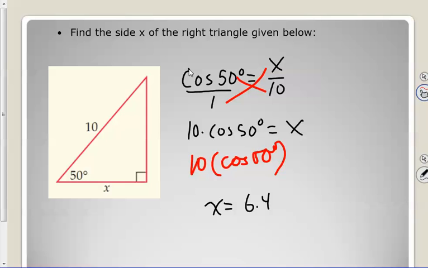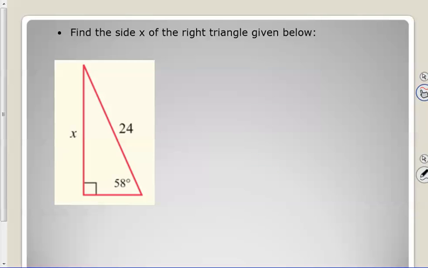Let's take a look at another one real quick. This one is find the side x of the right triangle given below. So go ahead and take a second. Think about it, see if you could set it up before I do it.